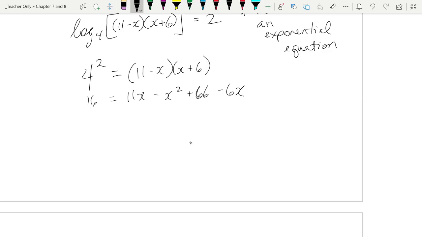Somebody make sure I foiled that right. I think that's good. So let's move everything to the left-hand side, because remember, that's how you solve a quadratic equation. You move everything to one side, have 0 on the other, and then see if you can factor. And if you can factor, great. If you can't factor, you got a quadratic formula you could break out.